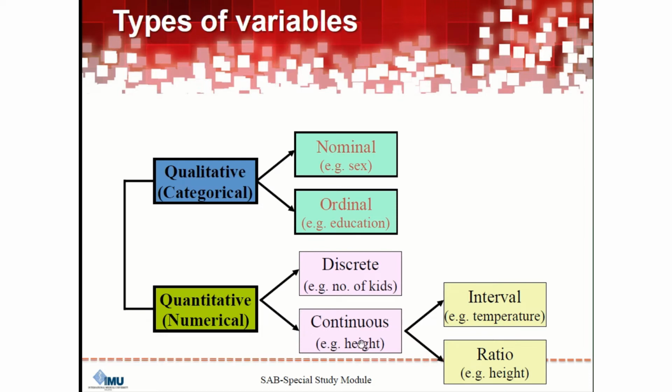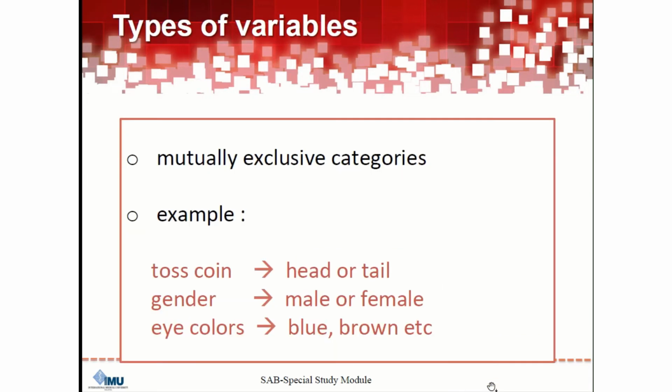In continuous data, we have interval data and ratio data. We'll see a bit more. Interval data doesn't have a true zero, whereas ratio data has a true zero in it. Now, the types of variables, when we have variables, they are mutually exclusive categories. For example, a coin toss, you can have a head or tail, right? If it has a head, then you cannot put a tail. It is either head or it is going to be tail.